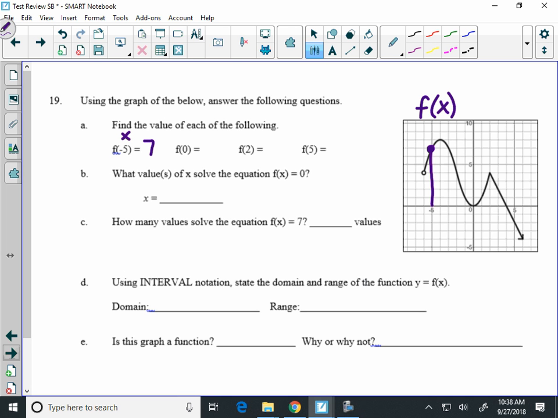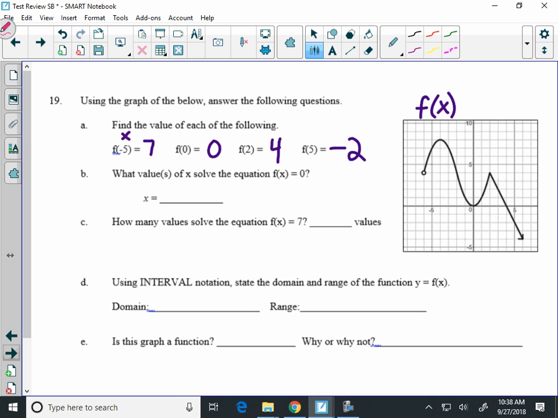At 0, x is 0, I don't have to go anywhere. The output of that point is 0. At x equals 2, you have to go up 1, 2, 3, 4 to find an output. At x equals 5, you have to go down 2 to get to an output. So when they give you the x value, you just go to that x value on the x-axis and count how many go up or down to get to the graph.